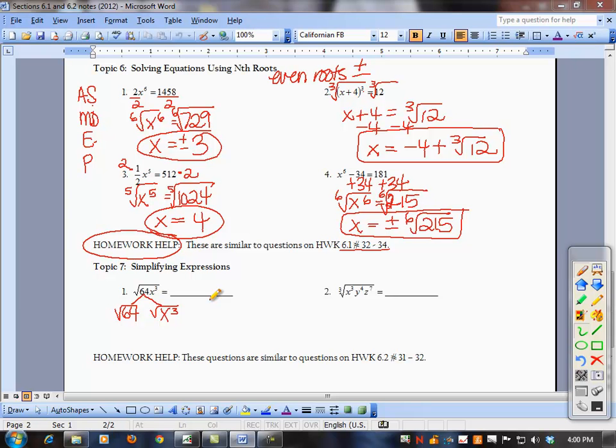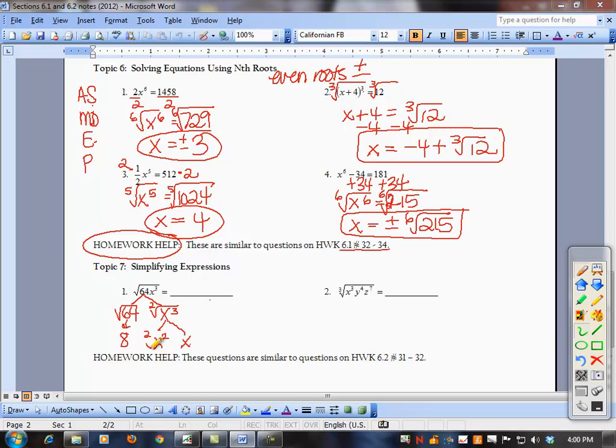Now, the square root of 64, we know, is 8. So that's the nice part first. The second part is the harder part. A square root has an exponent of 2, right? It's a root of 2. And so we want to take this and break it into chunks of 2. So I have x squared and a single x, because x squared times x gets me x to the third.